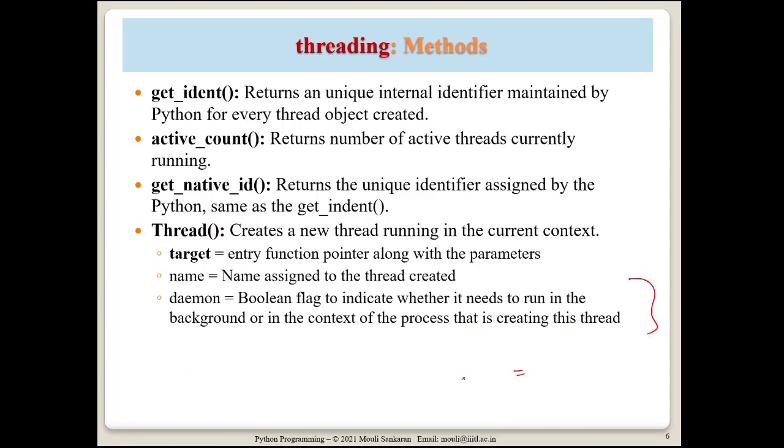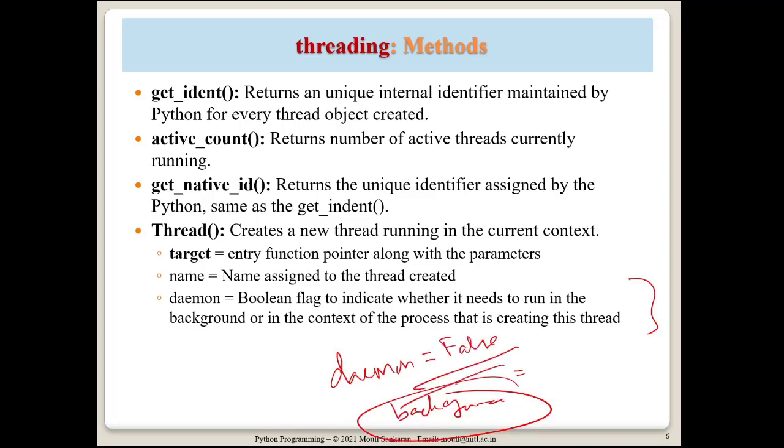You know that in C, in the Linux world also, the daemons are there. They run in the background. The background tasks are called daemons, and they run in the background. Now, as far as Python is concerned, when you say false, what happens? As I told you, the Python interpreter is a process, and in this context, we are creating threads.